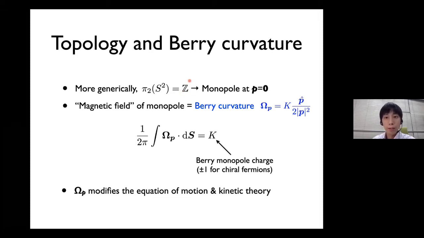Okay. Then this corresponds to the presence of a magnetic monopole at the origin in momentum space, which has some integer charge k. And then we can also consider the magnetic field of this magnetic monopole in momentum space, which is given by this equation. So this omega p is a kind of fictitious magnetic field in momentum space, and this is known as the Berry curvature. In fact, by performing the integration over a sphere in momentum space, we get a quantized Berry monopole charge. And this quantized monopole charge is plus one for right-handed fermions and minus one for left-handed fermions.